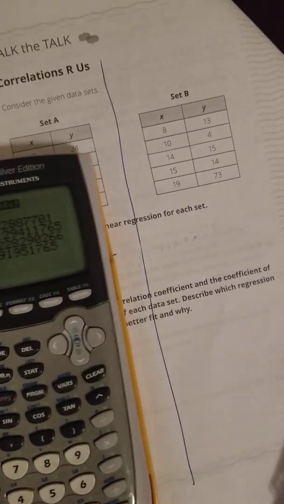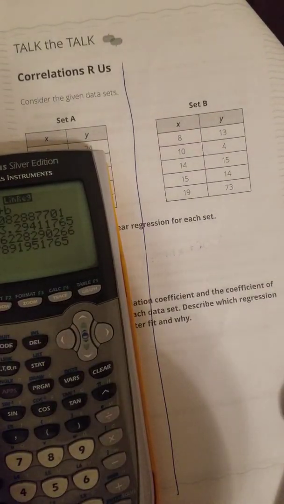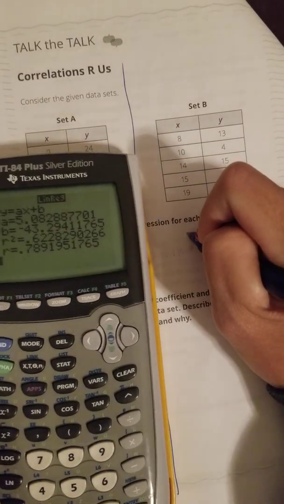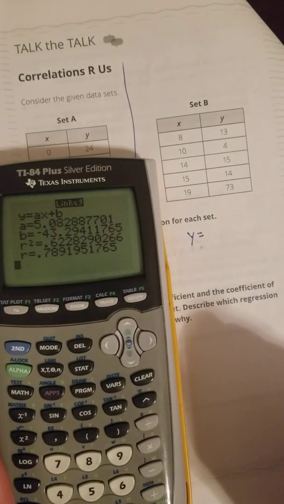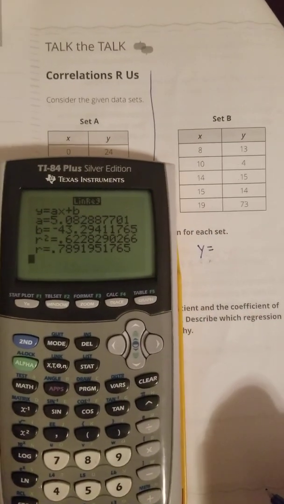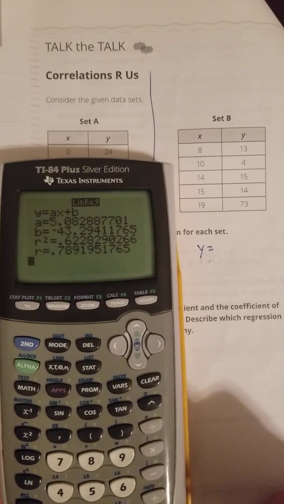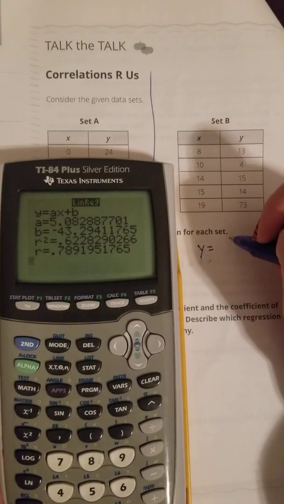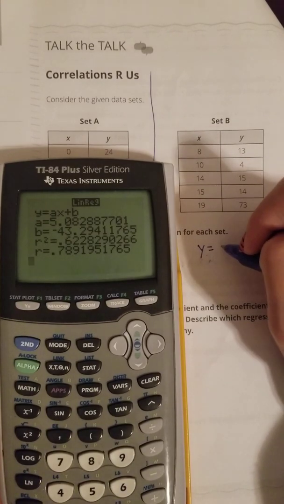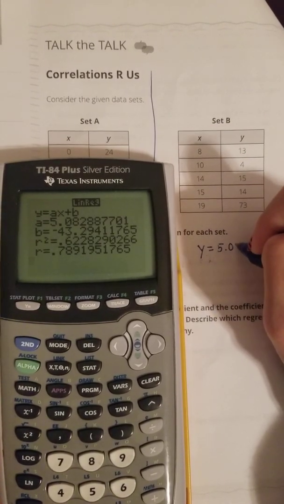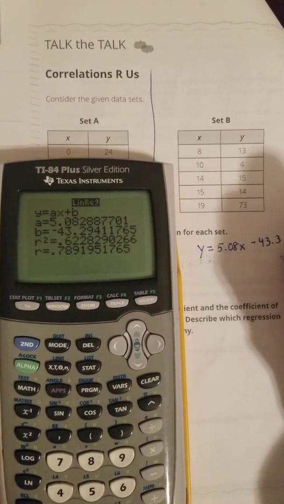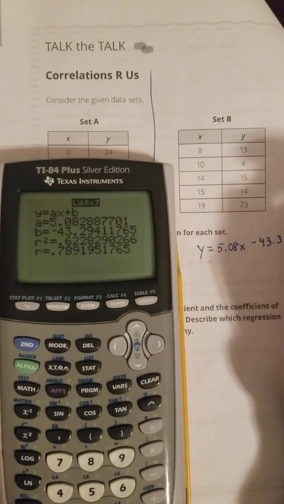So let's write that information down. If this was linear, I would write, well, the line of regression is linear. Let me make that clear. This data is not linear. So let me see if I can give you an example of that. So this would be 5.08x minus 43.3. That is the linear regression line.